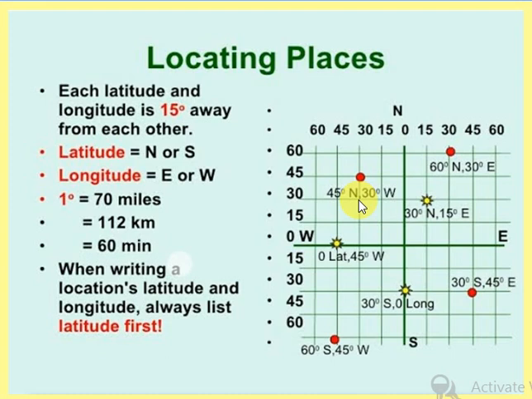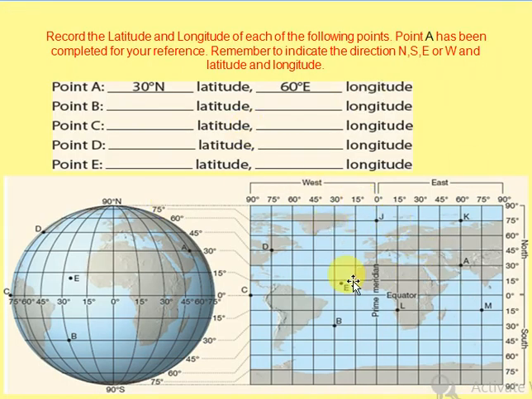Okay? Now some examples again, I have made it easier for you. Record the latitude and longitude of each of the following points. Point A has been completed for your reference. So one solution I have done for you. Remember to indicate the direction north, south, east or west for the latitude and longitude of those places. In the same way you have to find the others. Point A is 30 degree. Let us see, it is saying north. 30 degree north is this one.